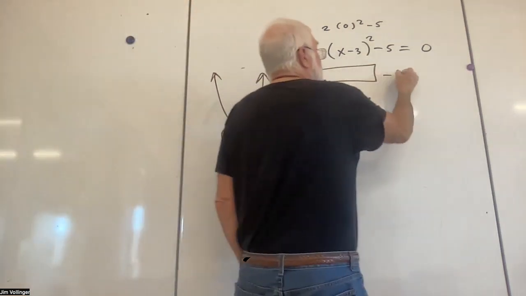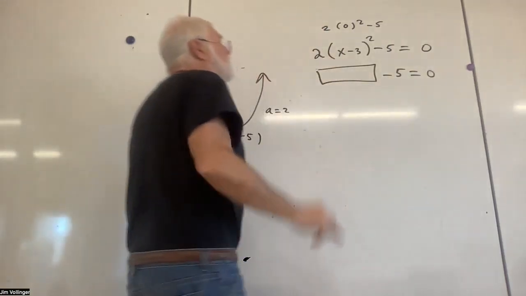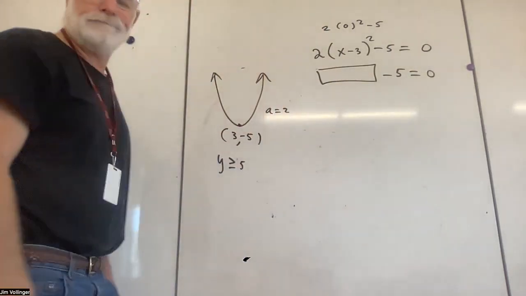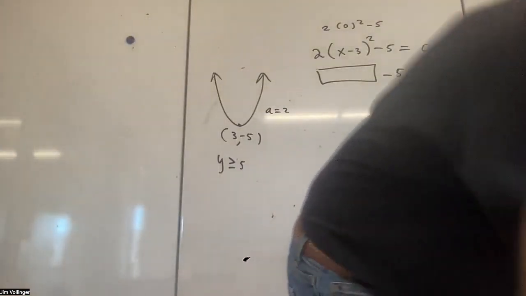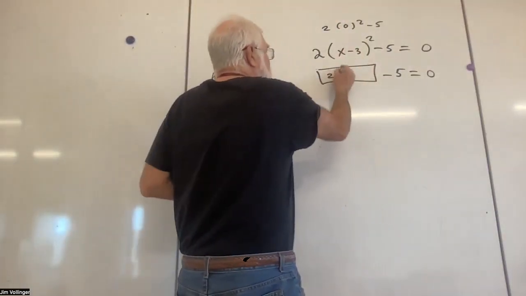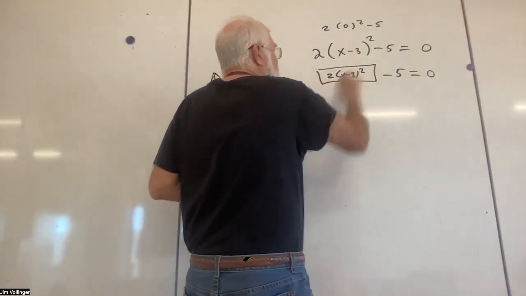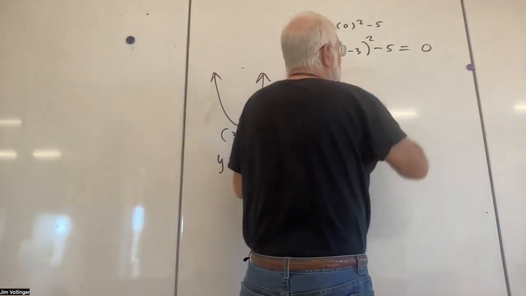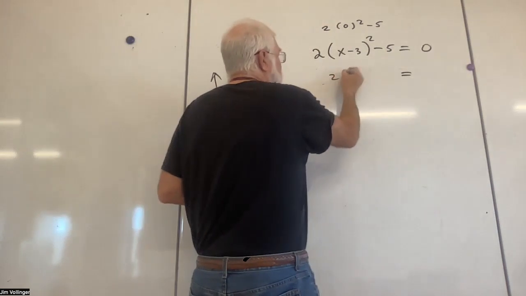Something -5 equals 0. Let me think about that critically. What -5 equals 0? Oh, good thing I got an eraser here because I figured this one out. This thing in the box, what's in the box, I think I know what it has to equal. I think it has to equal 5. So it probably makes sense that that's our next line of work.